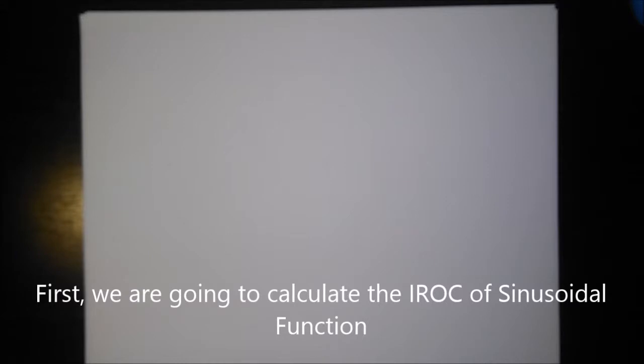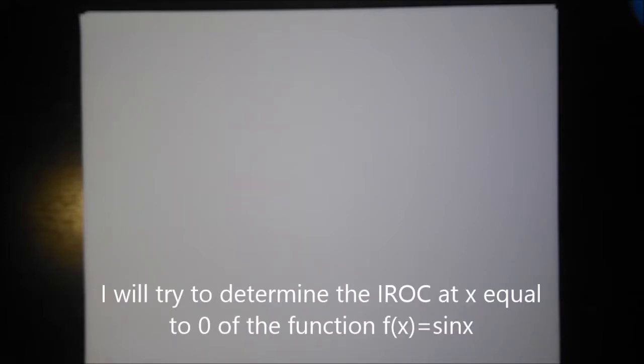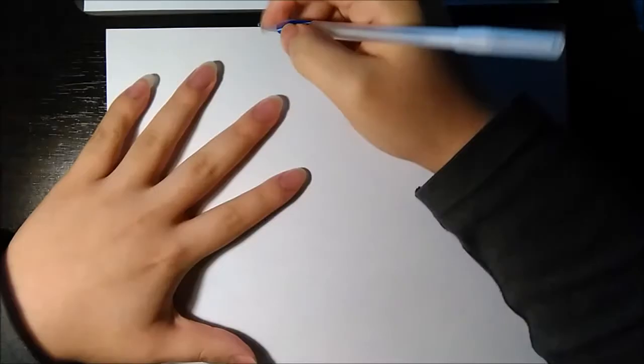So first, we are going to calculate the derivative of a sinusoidal function. I will try to determine the derivative at x equal to 0 of the function f(x) equals sine x.